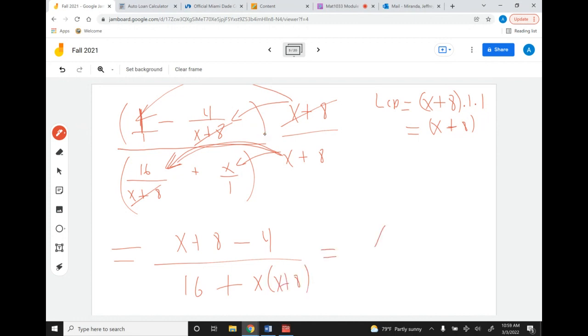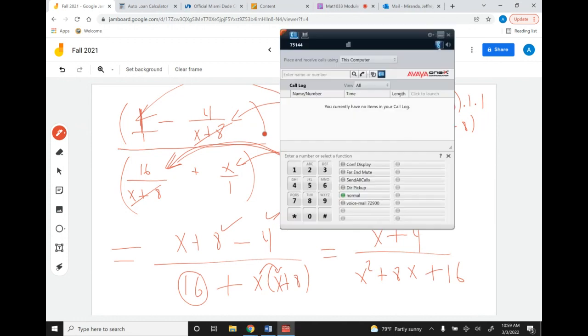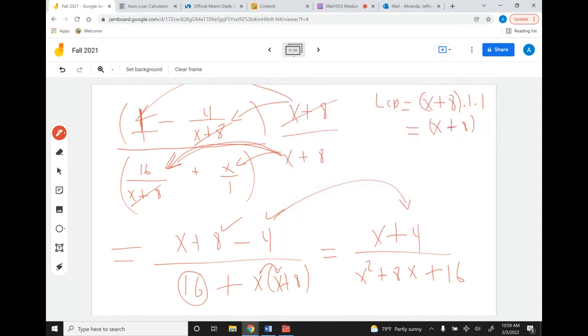And then you can simplify this. Where did I get this 4 from? 8 minus 4, 4. Now you can write this first, x squared plus 8x, and then we can write the 16 at the very end. This is right. Hold on one second. Yeah. So that's as far as you can go.